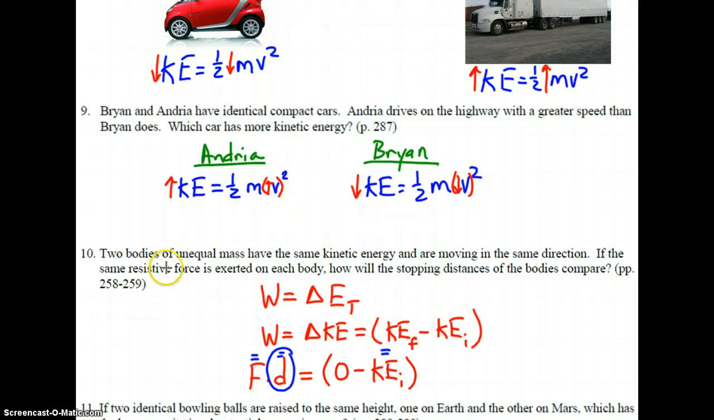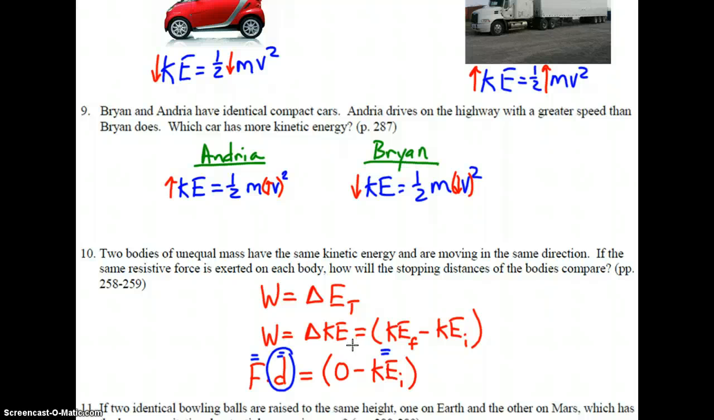Rereading it, we have two bodies of unequal mass with the same kinetic energy moving in the same direction. The same resistive force is exerted on each body. How will the stopping distances of the bodies compare? So here's how we do this. We ask ourselves, are the objects' velocities changing? The answer is yes. It's going from some velocity to rest. So the objects have a change in kinetic energy. Are the objects changing height in a gravitational field? No. They're staying on the same level surface, so there's no change in gravitational potential.